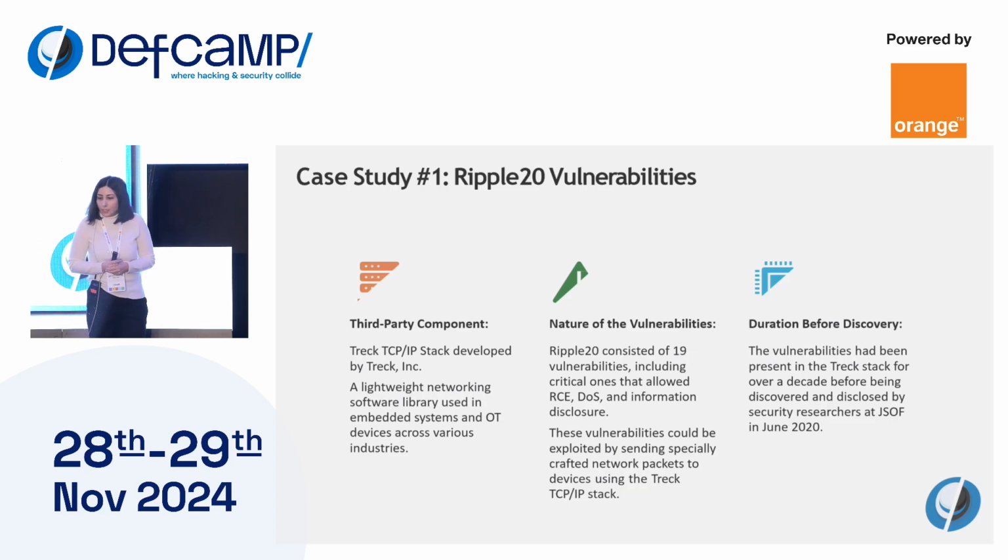Basically, Ripple20 was a set of 19 vulnerabilities in the Treck TCP/IP stack. Treck is a TCP/IP stack mainly used in embedded and IoT devices, and it handles mainly networking functionality. These vulnerabilities were there for the last 10 years before they were identified in June 2020. They could result in remote code execution, denial of service, or information disclosure.